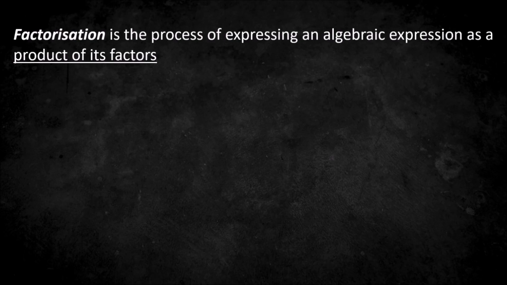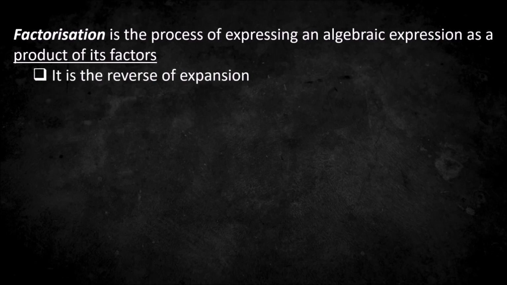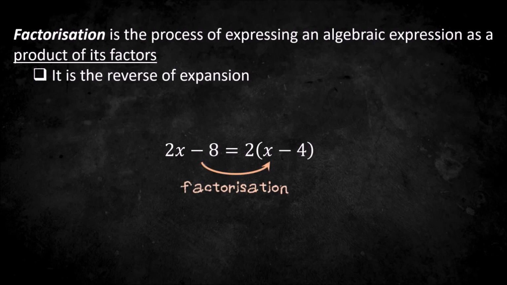In this video, we will look at how to carry out factorization. Factorization is the process of expressing an algebraic expression as a product of its factors. It is the reverse of expansion. For example, the linear expression, 2x minus 8, can be factorized into the product of 2 and x minus 4. By expanding 2 and x minus 4, we get back the linear expression, 2x minus 8.